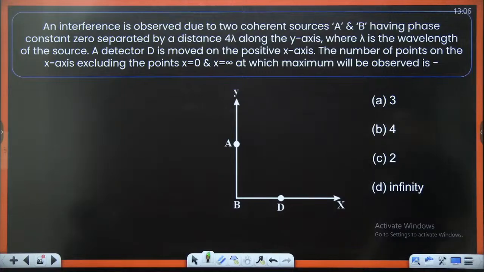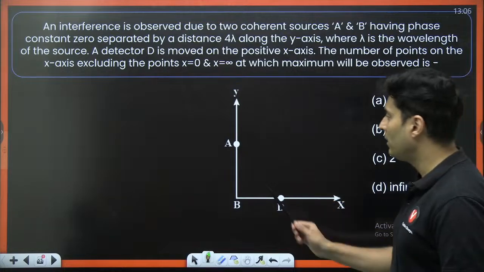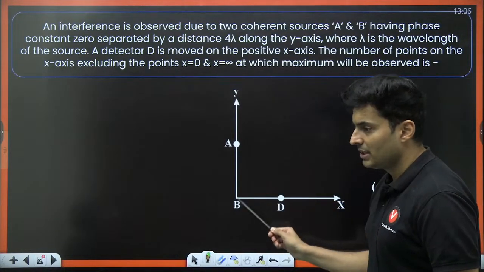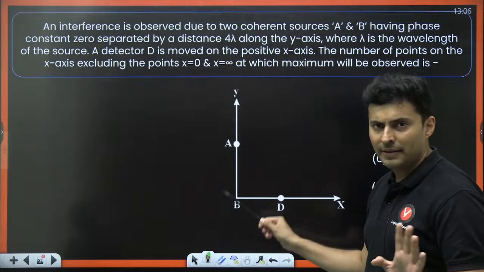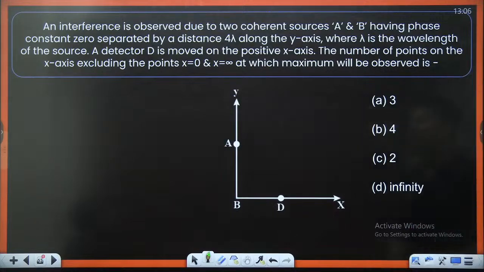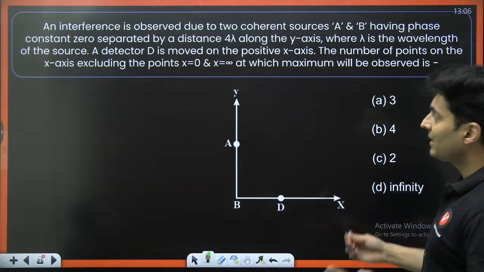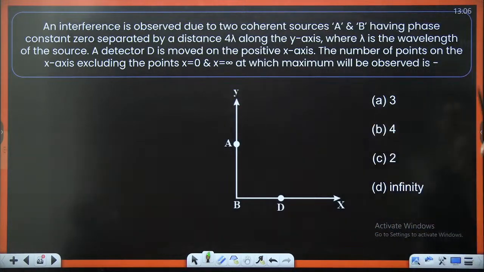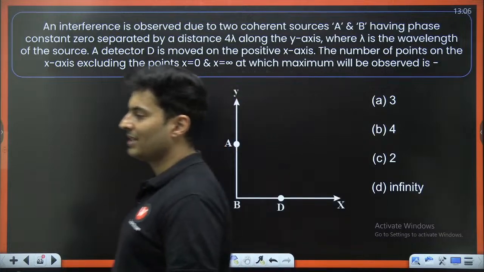Next one. Interference is observed due to two coherent sources with zero phase difference, separated by a distance of 4 lambda. A and B, they are two sources. They are emitting sounds or light simultaneously. Their separation is 4 times the wavelength of the sound or light, whatever they are producing. Now, a detector D is being moved on the x-axis. This is a standard type of question which has been asked many times. Number of points on the x-axis, excluding the point 0 and infinity, where maximum will be observed.